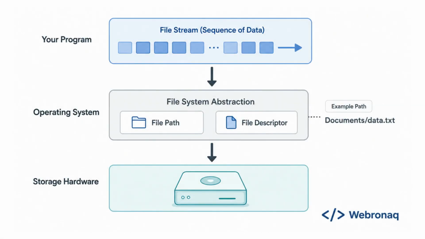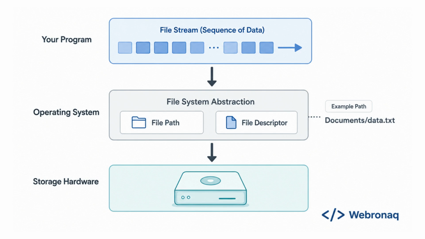Alright, so when your program talks to a file, it is not reaching down to the hard drive directly. The operating system sits in between and handles all of that for you. It gives you an abstraction, a clean, uniform way to work with files regardless of what the hardware underneath looks like. Now, to point the OS to a specific file, you use a file path. That is just a string describing where the file lives, something like document/data.txt. The OS resolves that path and finds the actual location on disk.